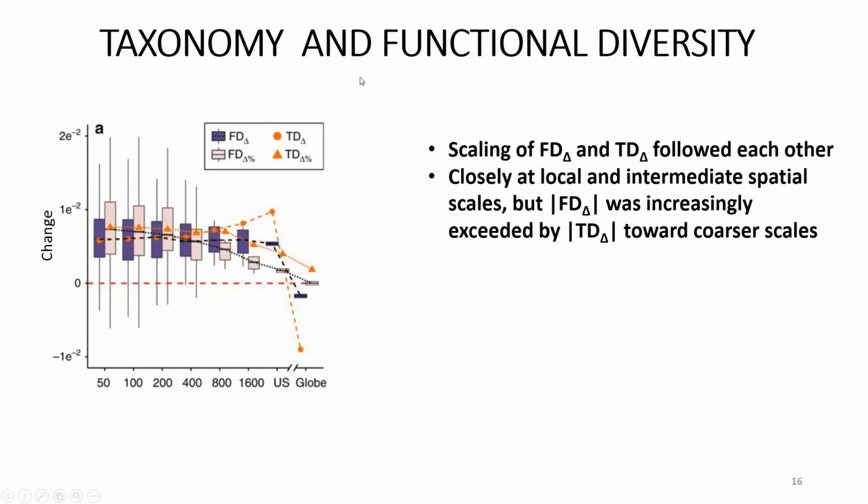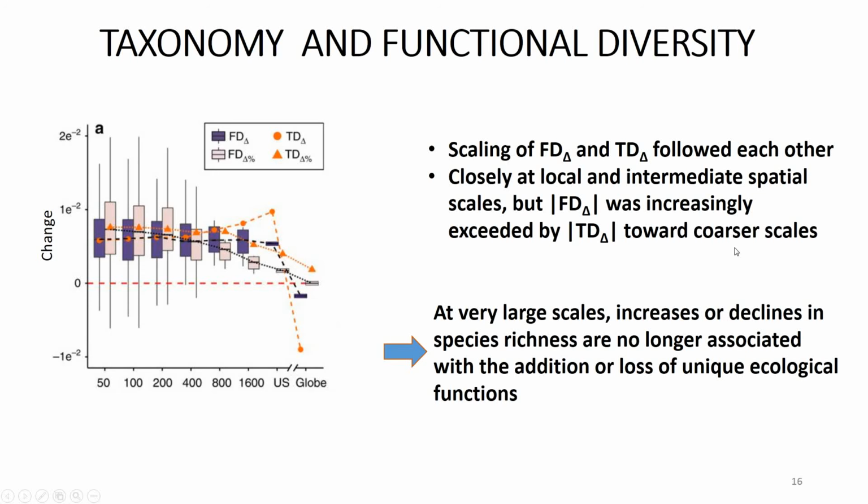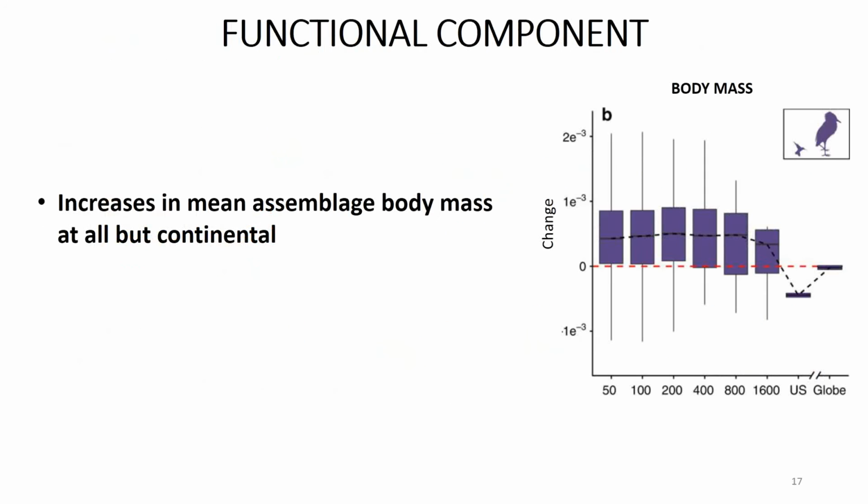Next one is taxonomic and functional diversity. As you see in this figure, the scaling of functional diversity change and taxonomic change follow each other closely at local and intermediate scale, but functional diversity change was increasingly exceeded by taxonomic diversity change toward the cluster scale. It means that at very large scales, increase or decline in species richness is no longer associated with the addition or loss of unique ecological functions.